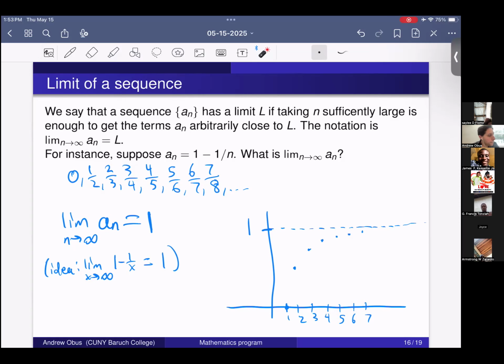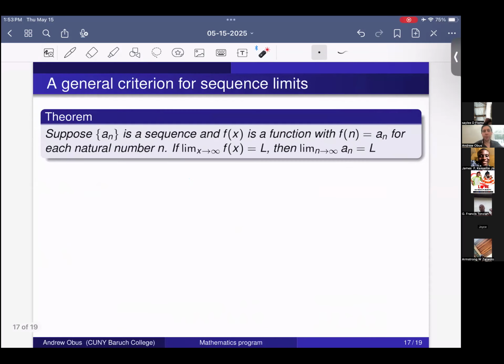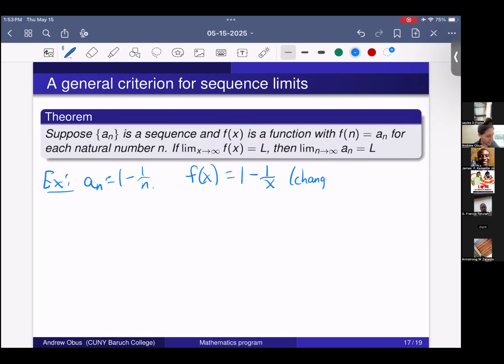Okay, great. So the last slide before the homework is this general theorem, which is just what I said. Let's say that we have a sequence, and that sequence is actually just the values of a function evaluated at the natural numbers. Then, if the limit of the function is L, then the limit of the sequence is also L. So in our example, if we have that a_n is equal to 1 minus 1 over n, then I can just take f of x to be 1 minus 1 over x. Basically, I just change the n to an x.